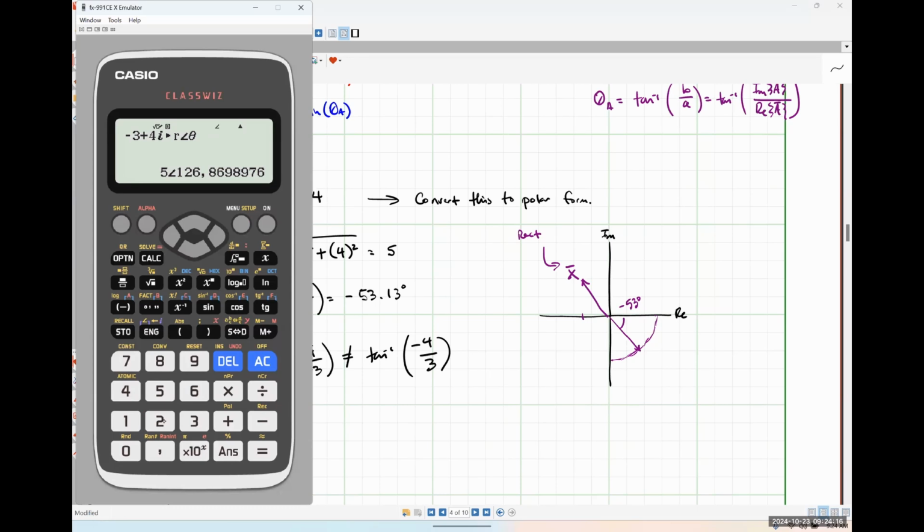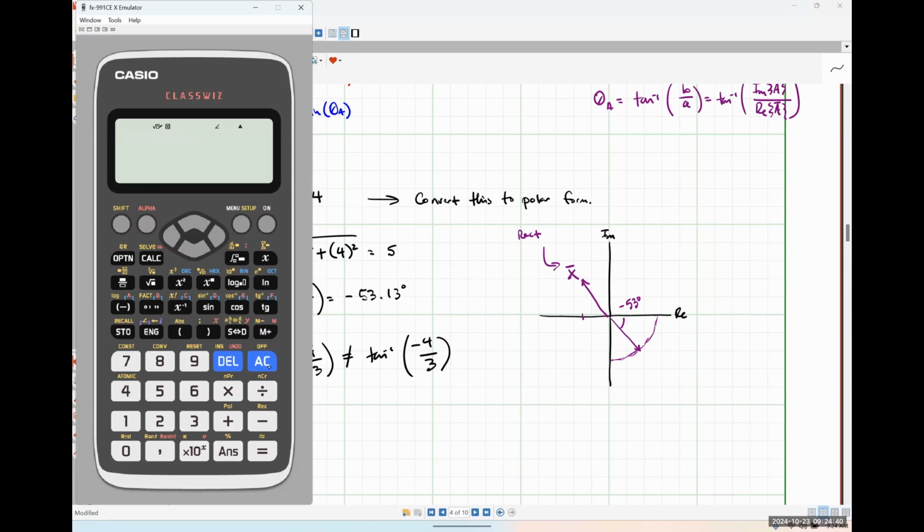Yeah, so. All right. So how do you guys feel about using your calculators to convert from rectangular to polar? Pretty straightforward.